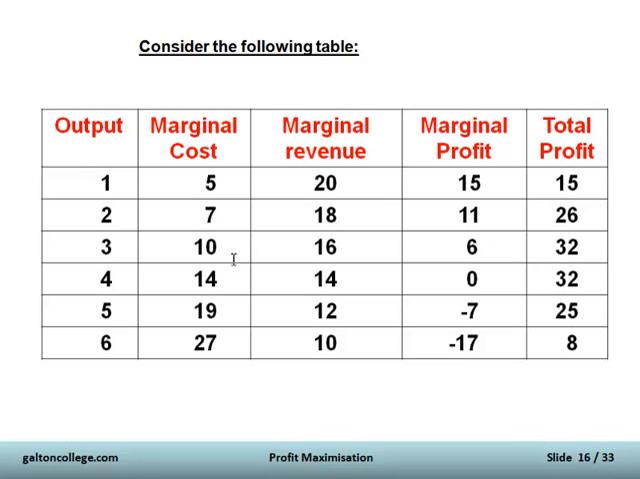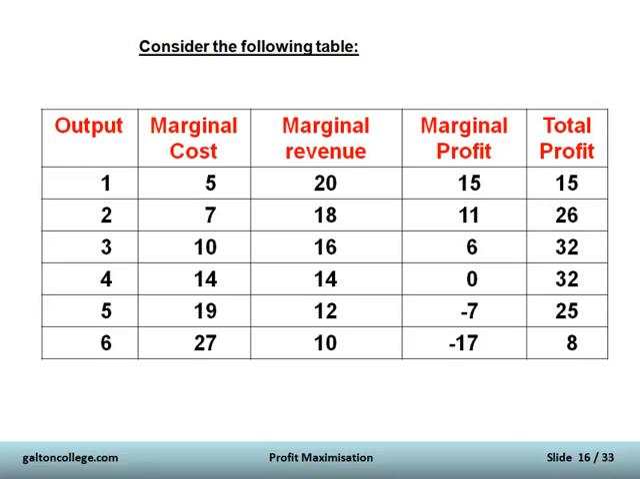On the third unit, it's 10, 16. So the marginal profit is 6, 16 minus 10. Take the cost away from the revenue, left with 6. We already have 26 profit, so 26 and 6 is 32. The next one is 14 and 14, so there's no profit on this one, it's break even. So we add 0 to 32, which is just 32. The next one is 19 and 12, so the revenue is only 12, the cost is 19. We lose 7, and the total profit is starting to fall. So with figures, we can see how it works out.